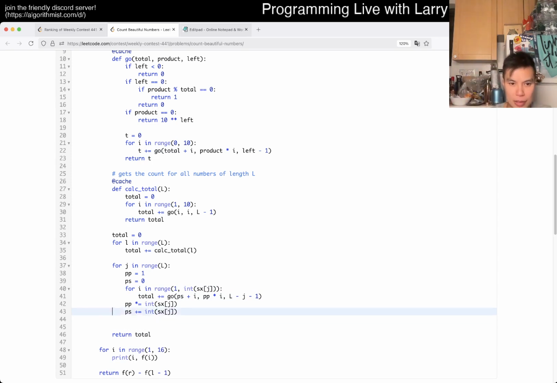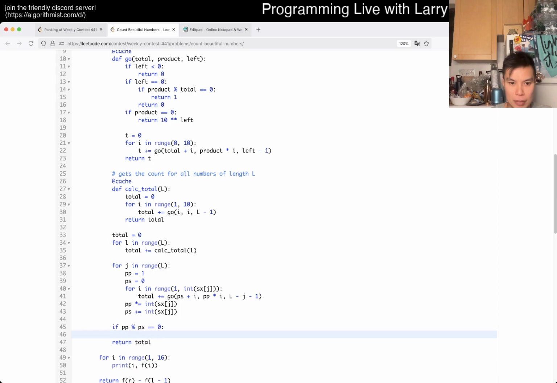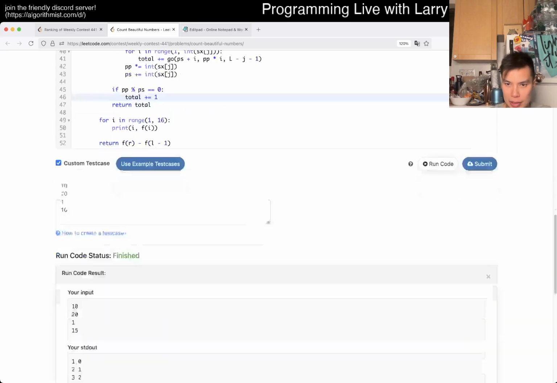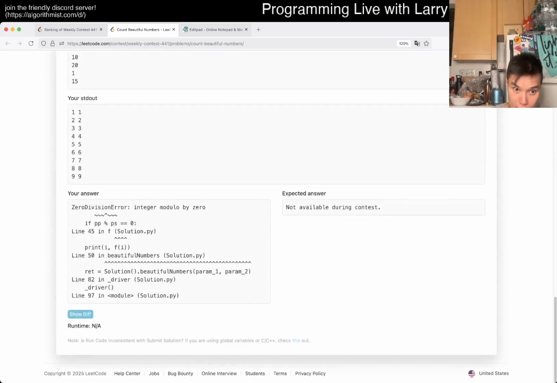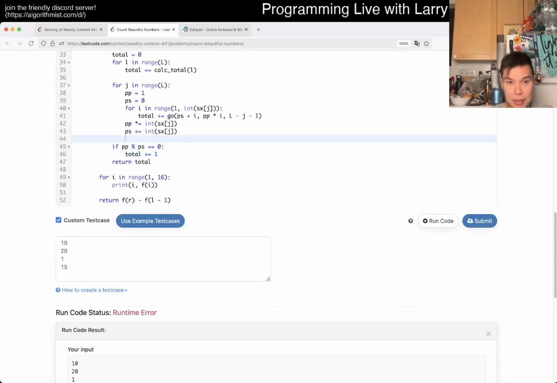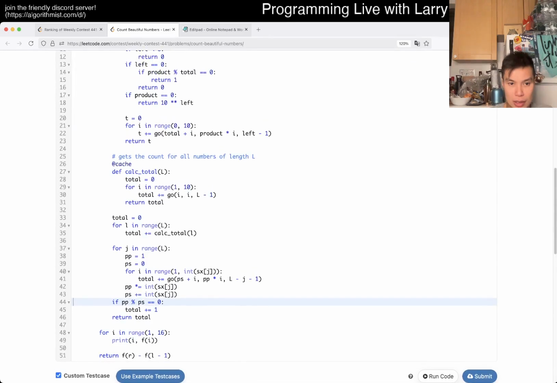Actually, then here, if pp ps is 0 to 0, total increment by 1. I think that should fix that, but yeah, okay. Well, ps is going to be 0. Why? Oh wait, this isn't right actually. This should be outside, so that's actually very awkward.